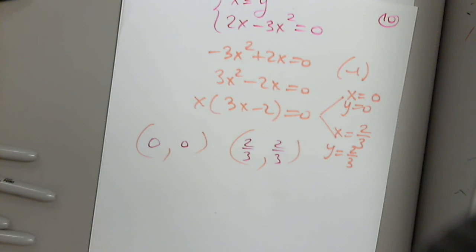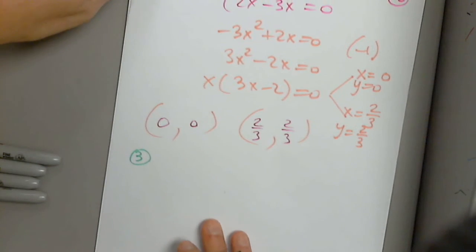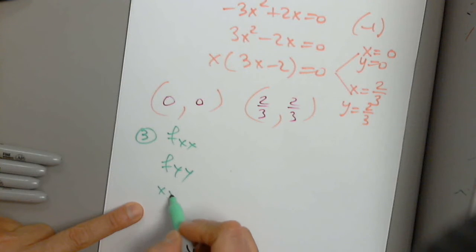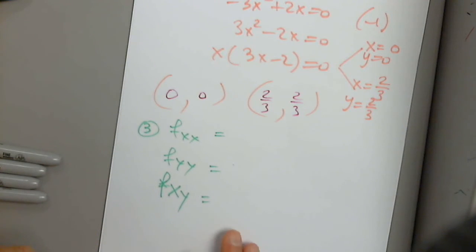Perfect. So then we have to conduct the D-test, right? In 2 different situations for 2 different points. Okay, now in step 3, we have to find fxx, fyy, and fxy. We need them for the D-test.